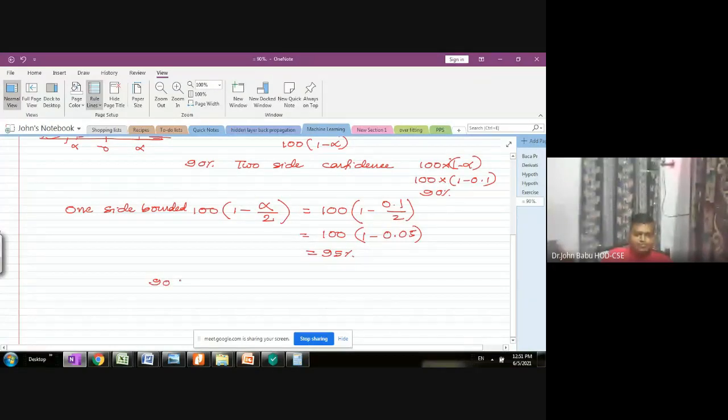So what you have to understand here is 90% two side bounded confidence is equivalent to 95% one side bounded confidence.